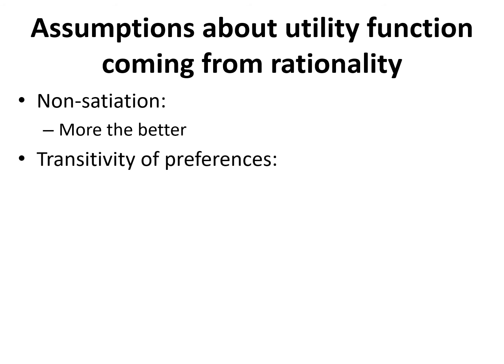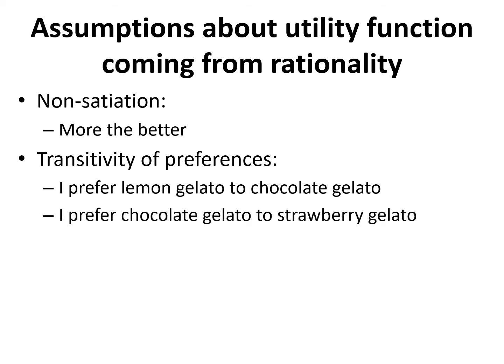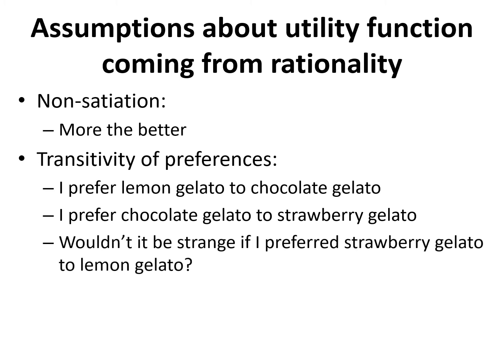We also tend to assume transitivity of preferences. So what does that mean? Let's say I prefer lemon gelato to chocolate gelato, and I prefer chocolate gelato to strawberry gelato. Well, if those are my preferences, nothing wrong with those preferences, then wouldn't it be strange if I preferred strawberry gelato to lemon gelato? So look at it.